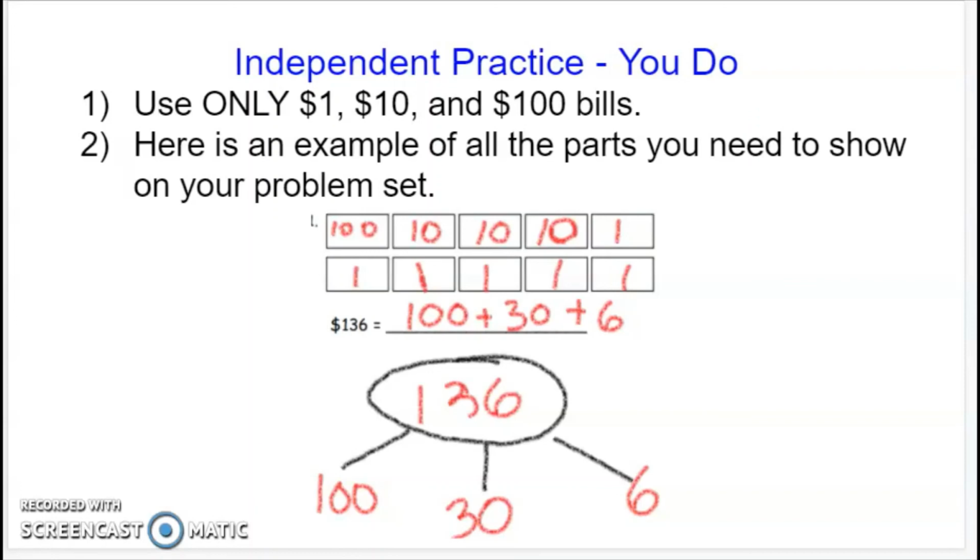Notice that I only used hundreds, tens, and ones to show my money amount. Number two, notice how I wrote it out in expanded form right here. And then lastly, also notice how I showed it in a number bond. Make sure you have all of those things when you do your problem set. Your exit ticket is a little bit different, so make sure you pay attention to those directions. But I did give you an example of what you need to show on your problem set.